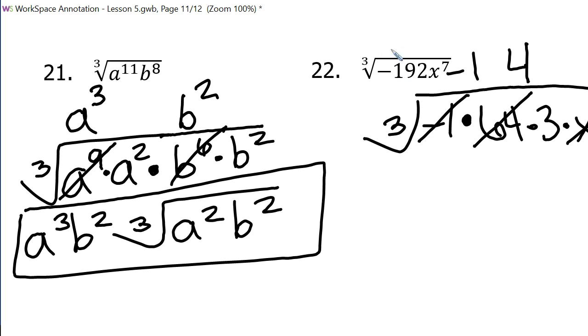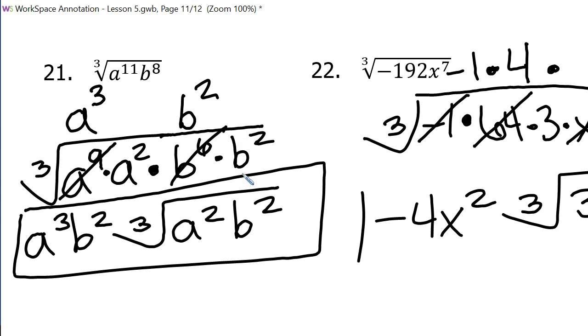Now what do I do with all three of these outside numbers? Multiply them. So it's negative 1 times 4. So that gives us negative 4. And put your x squared behind it. And then we'll have our cube root. And what's left under the cube root? 3x. So if it's a negative, you're going to have a negative as part of the answer out front.